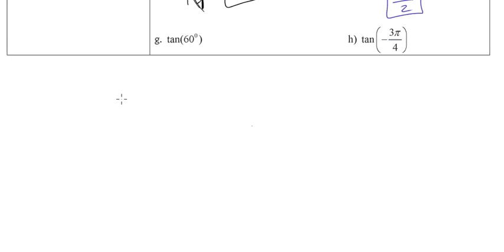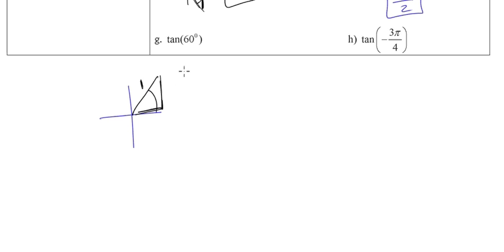All right, so here we go. Tangent of 60 degrees. So let's sketch that out. 60 degrees. There's our reference angle. Here's our triangle. And so tangent, let's just go ahead and assume a radius value of 1. That's what we've been using.